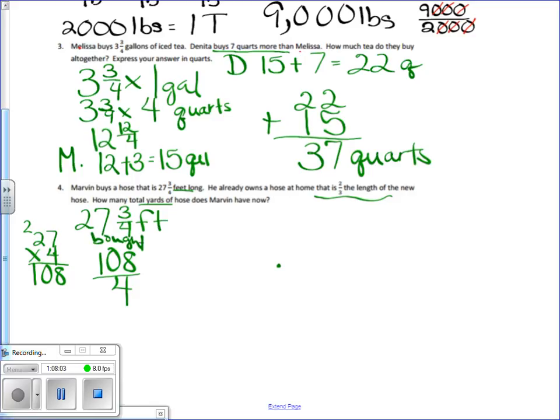He already owns a hose at home that is 2/3 the length of the new hose. So when it's 2/3 the length, oh. You know what? I'm gonna do it this way.